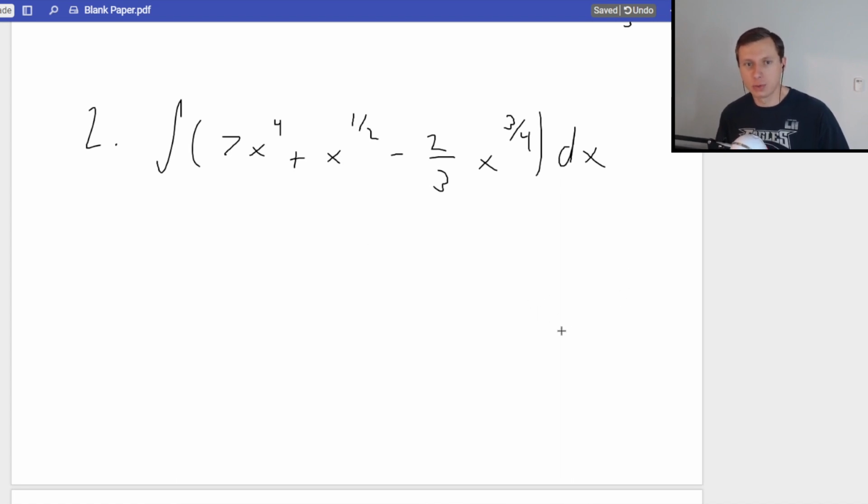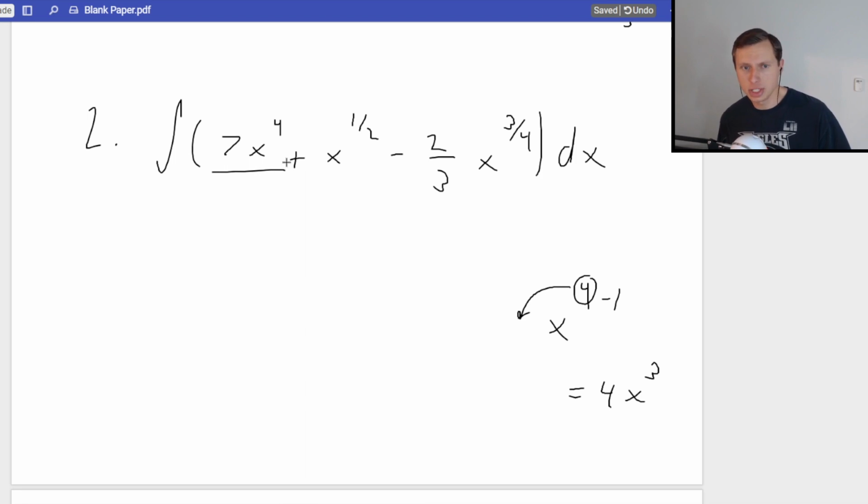If we were talking about derivatives and I had like x to the 4th, well, the derivative of x to the 4th, you pull the 4 out in front, right? And then we say minus 1 power, so it would become 4x cubed. We're going to do the opposite of this for the power rule for antiderivatives. Instead of saying minus 1, I'm going to say plus 1. So look at this first one here, 7x to the 4th.